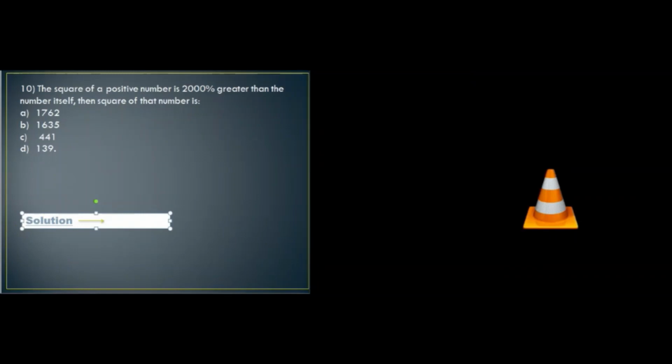So the next question is, the square of a positive number is 2000% greater than the number itself. Then what is the square of that number? So we need to first calculate that particular number and then we'll get the square of that number. Let's see the solution for this.